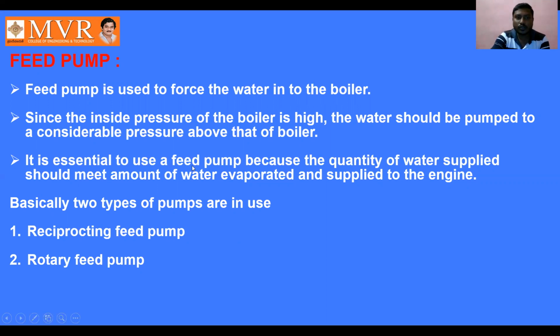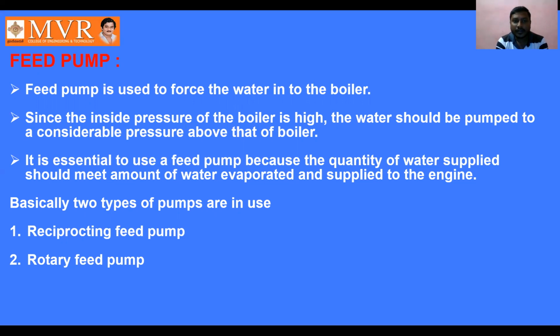It is essential to use a feed pump because the quantity of water supplied should meet the amount of water evaporated and supplied to the engine. As we are feeding the water into the boiler, the feed water is converted into steam. As the steam evaporates, we need to feed more water into the boiler, that is, we need to feed the water continuously. For that, the feed pump is required for the continuous feeding of water into the boiler.